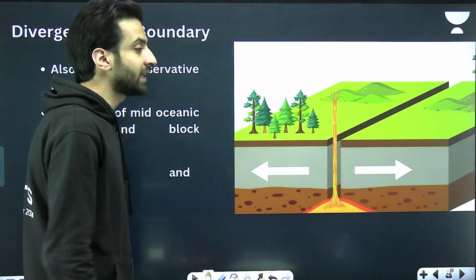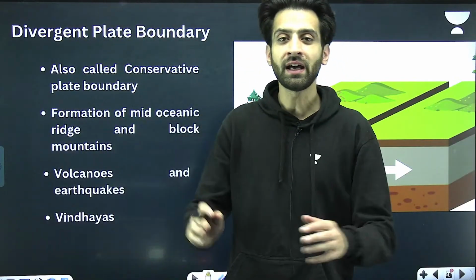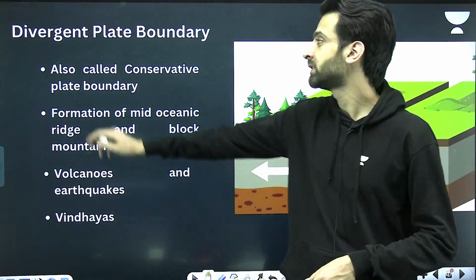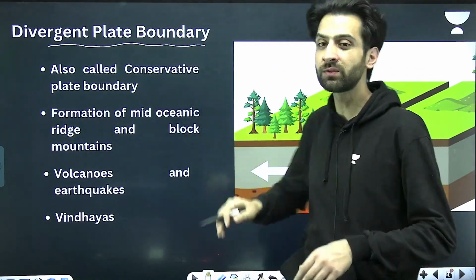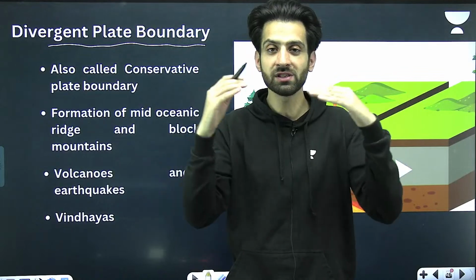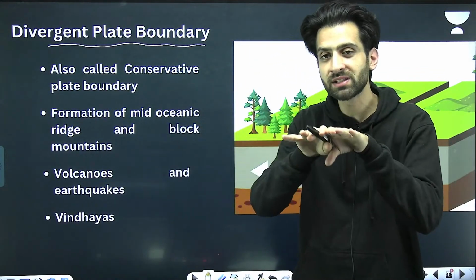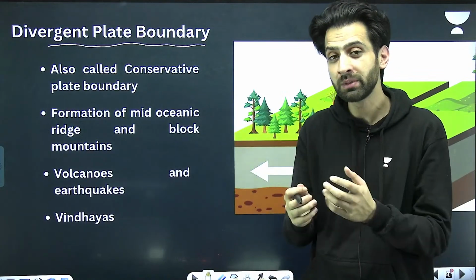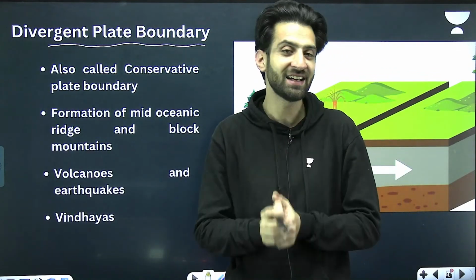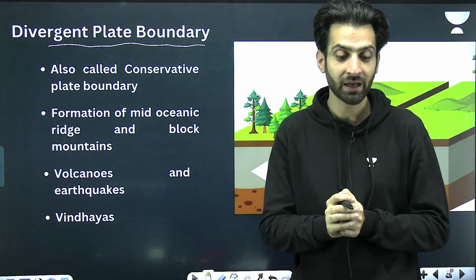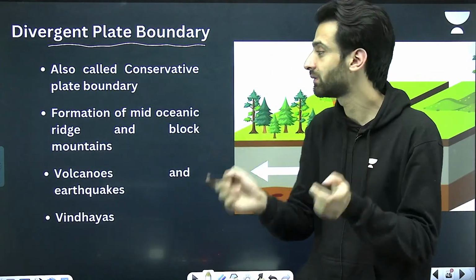Now we come to the divergent plate boundaries. We are done with convergence. What is a divergent plate boundary? When the plates go away from each other. Convergence was when the plates were coming to each other. Now that part is done. The plates will start to move away from each other, again because of the movement of magma in the asthenosphere.